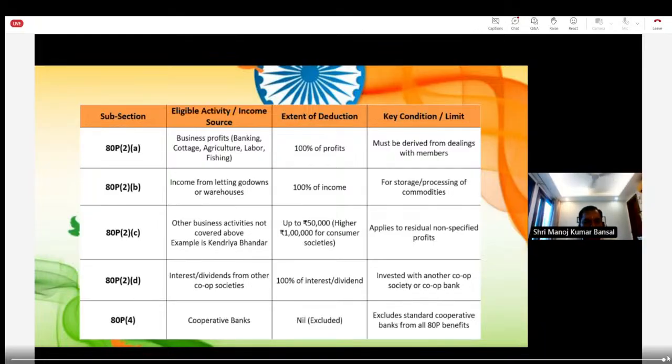Section ATP subsection 4 says if it is outside the cooperative banks, then nil deduction is available. Something wrong has been written here. It is not cooperative bank, it is outside cooperative banks.